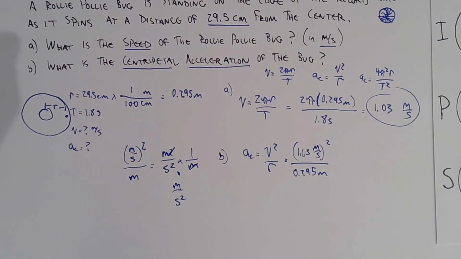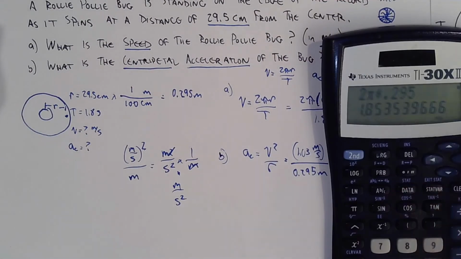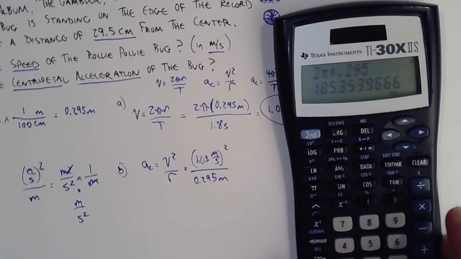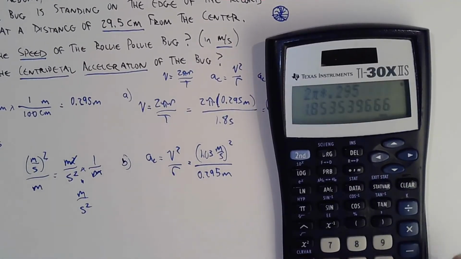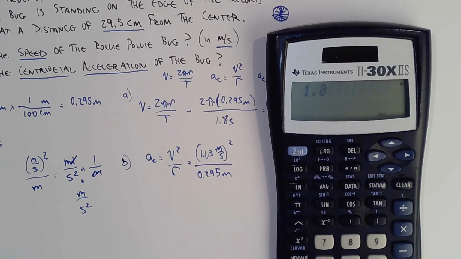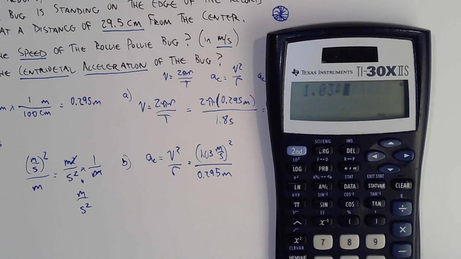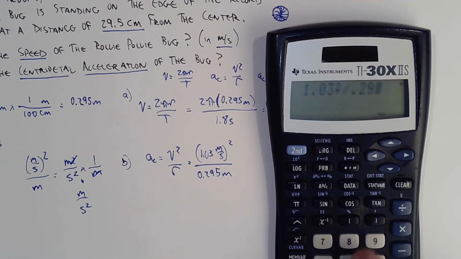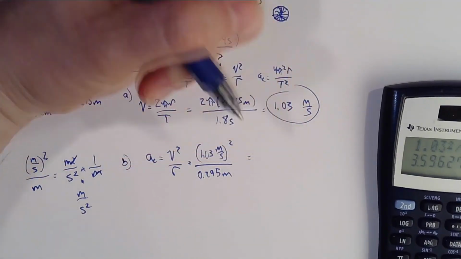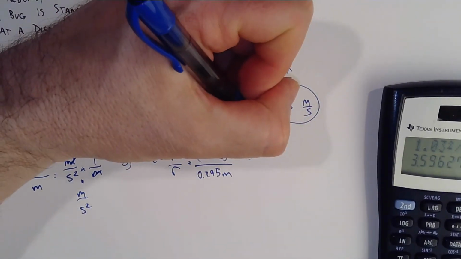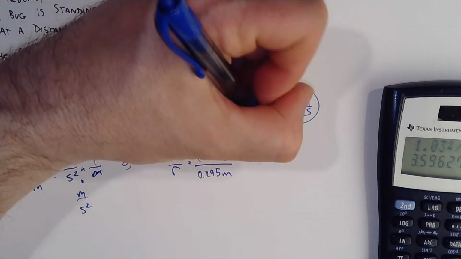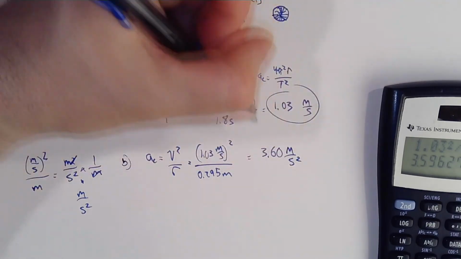So let's go back here and work out our math. Do not forget to square. A super common mistake in introductory physics is to have everything written down and then forget to actually square it. It's not going to make a huge difference here with the number, but for other problems it could. So 1.03 squared divided by 0.295. And the centripetal acceleration the Rollie Pollie bug is going to experience is going to be around 3.60 meters per second squared.